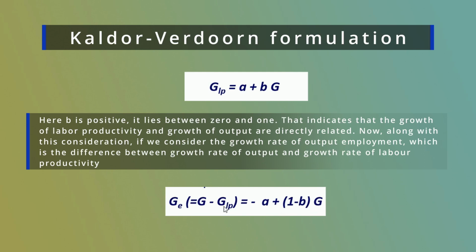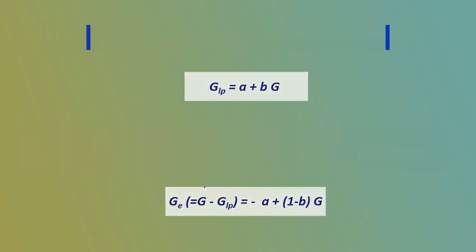That is, growth rate of employment also directly depends on growth rate of output if and only if this particular coefficient, that is 1 minus B, is positive. 1 minus B is positive means B is less than 1. If B is less than 1, then there is also a direct and linear relationship between growth rate of employment and growth rate of output.